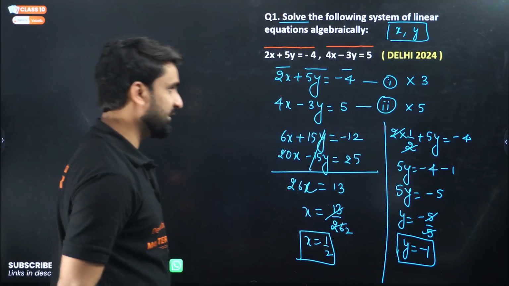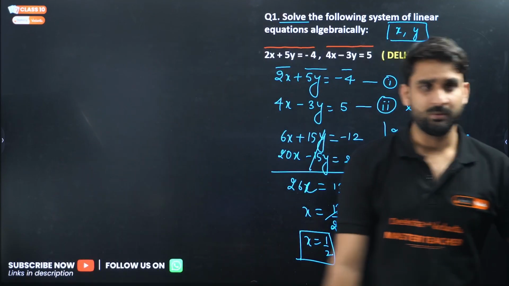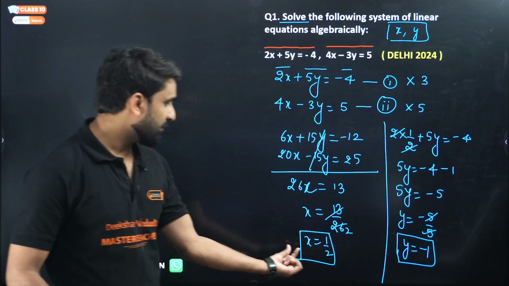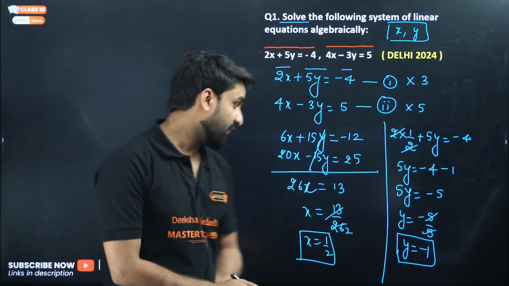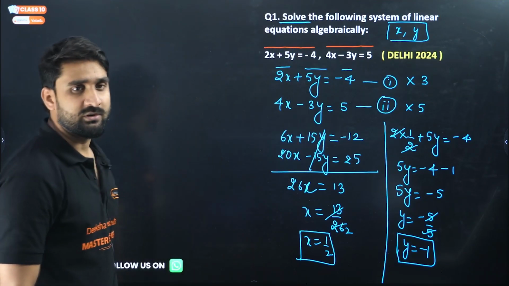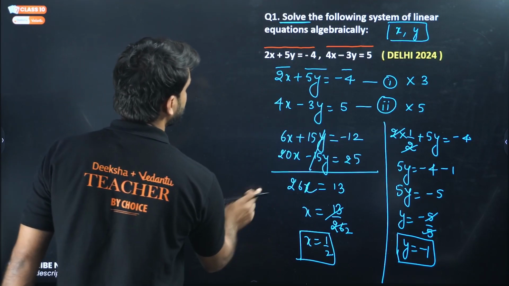I hope this is clear to you, everyone. I hope you have understood it. So by elimination method, we have found out the value of x and y, and that was the question. Solved. I hope it is clear to everyone. Let's move to the next question.